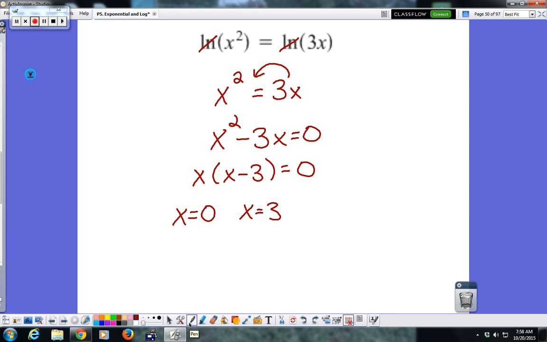Plug in 0, either here or here. You get the natural log of 0 equals natural log of 0. You cannot take the natural log of 0. But now plug in 3, you've got the natural log of 9 equals natural log of 9. That checks out. That's okay. So really, this is not a log problem. Just get rid of the logs. It's just a basic quadratic problem.